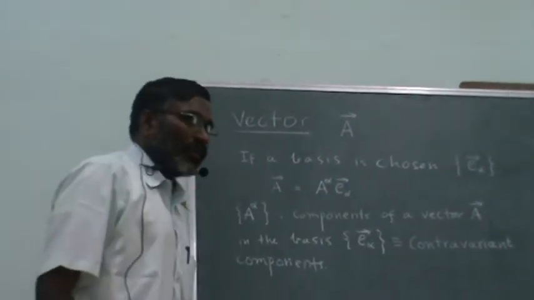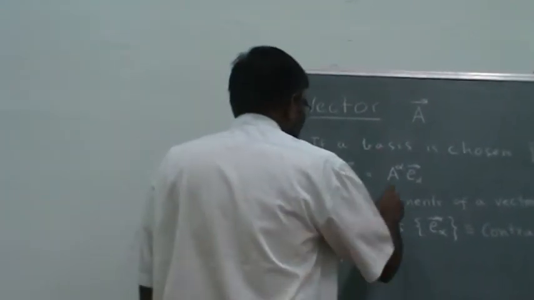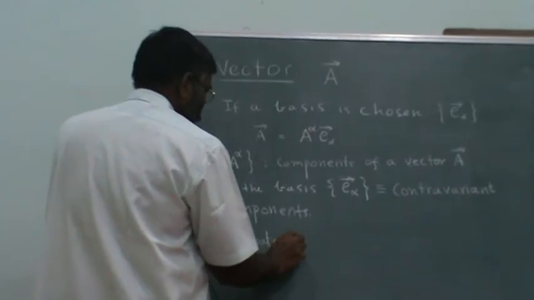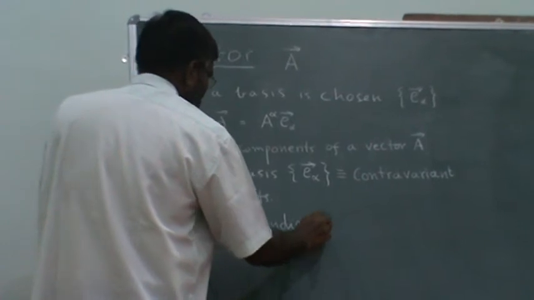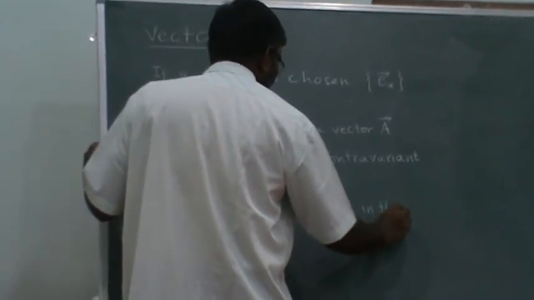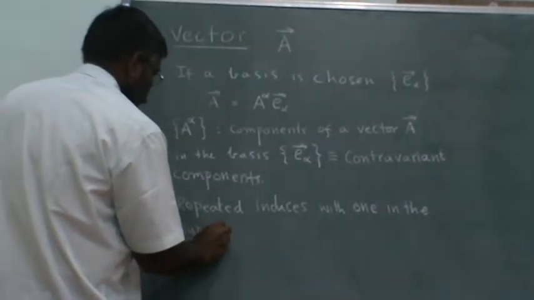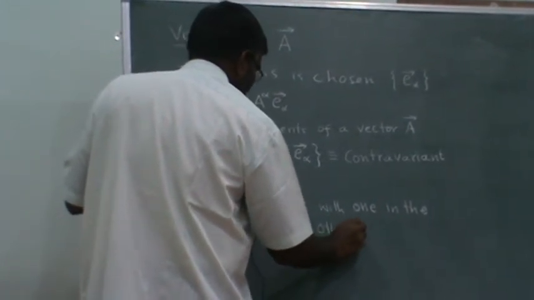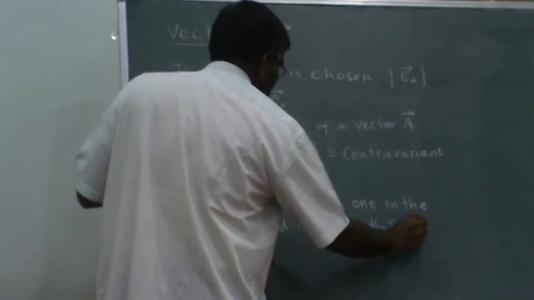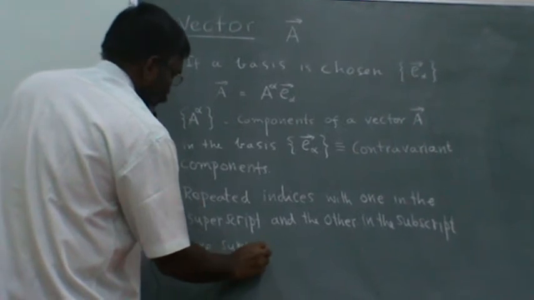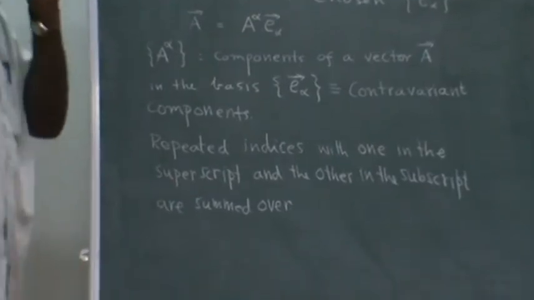When I write like this, there is also another thing that I follow. These notations are due to Einstein. Repeated indices, with one in the superscript and the other in the subscript, are summed over. This is called the Einstein convention or Einstein summation convention.